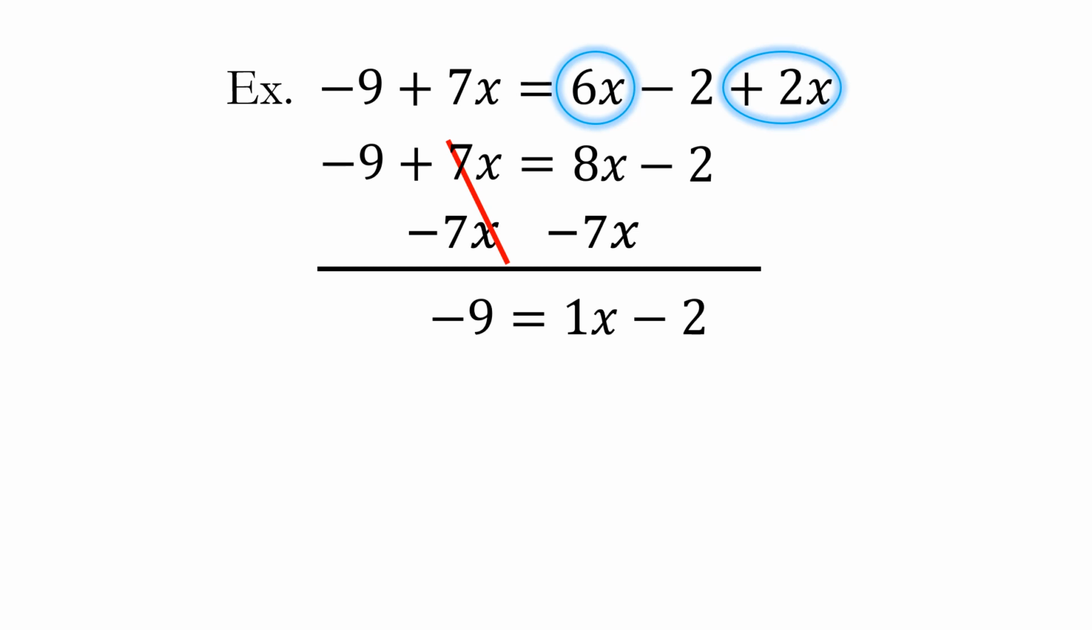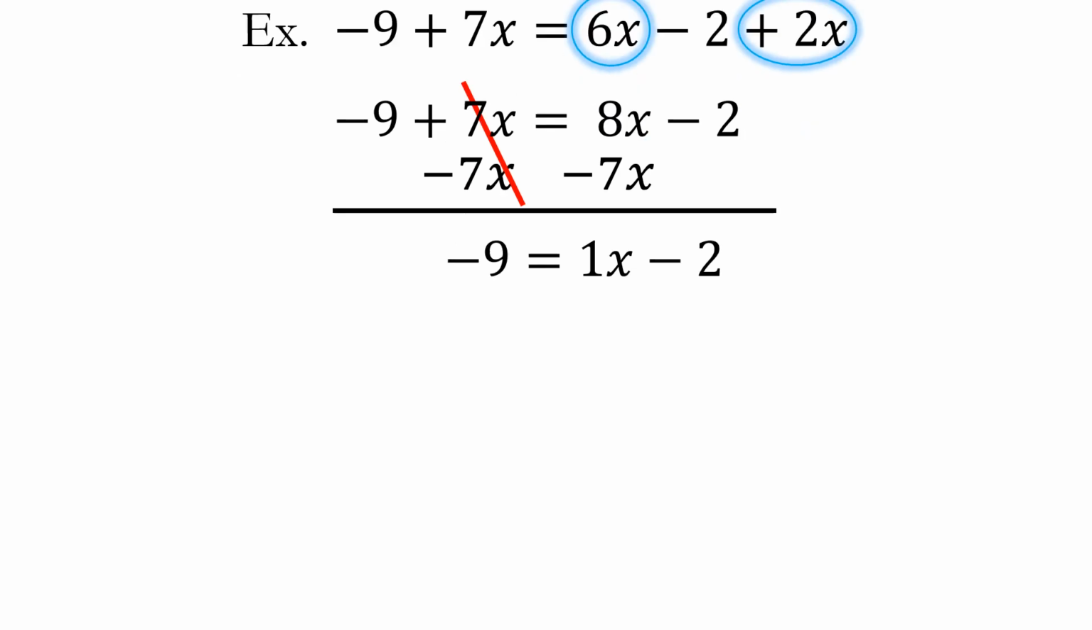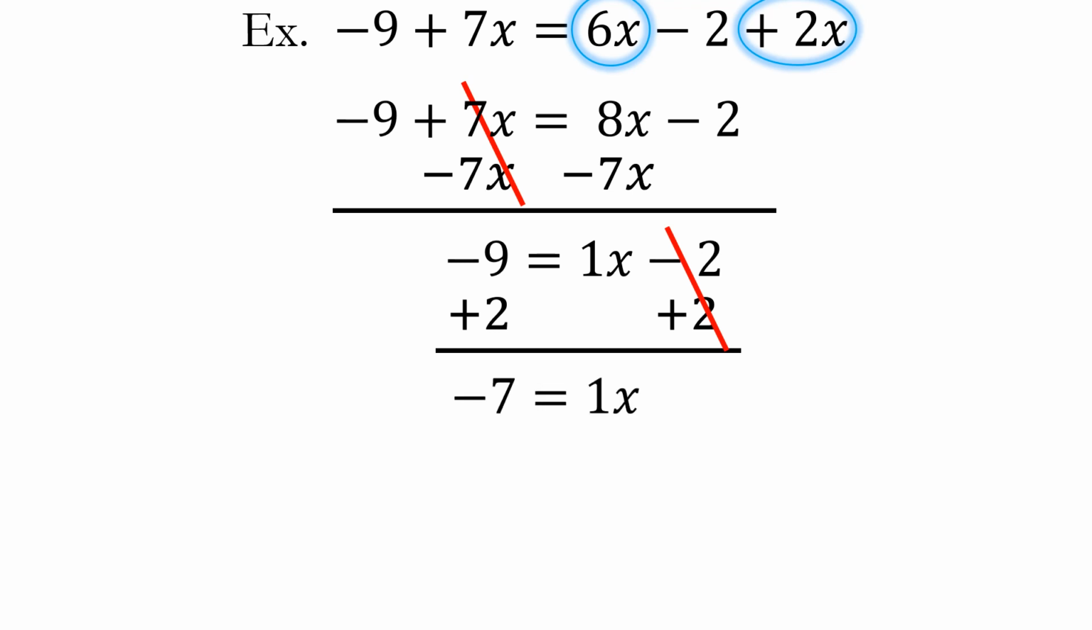Now we want to get our variable by itself. I'm going to cover up the 1x for a moment, and it's easy to see we have to get rid of subtracting 2. The opposite of subtracting 2 is adding 2, so we'll add 2 to both sides of the equation. Subtracting 2 and adding 2 will cancel out. And if you type into your calculator negative 9 plus 2, you get negative 7. Negative 7 equals 1x. You can divide both sides by 1 if you like, but anything divided by 1 is itself. So our final answer is x equals negative 7.